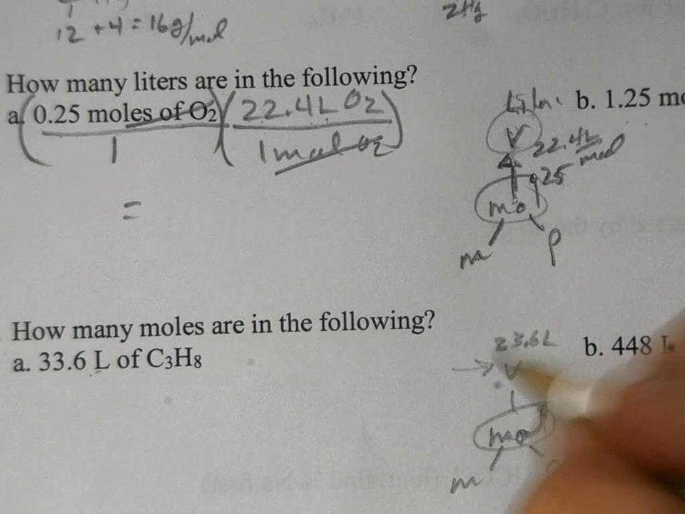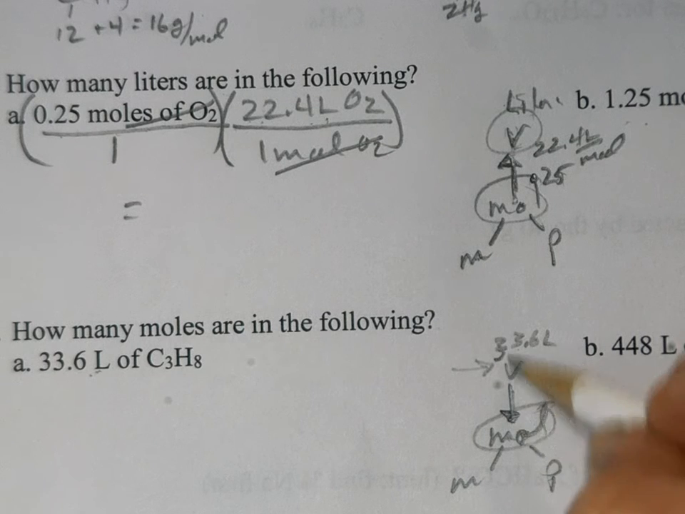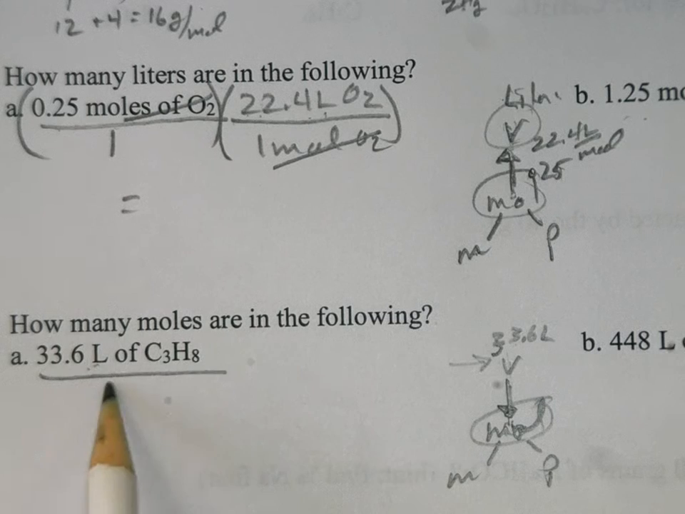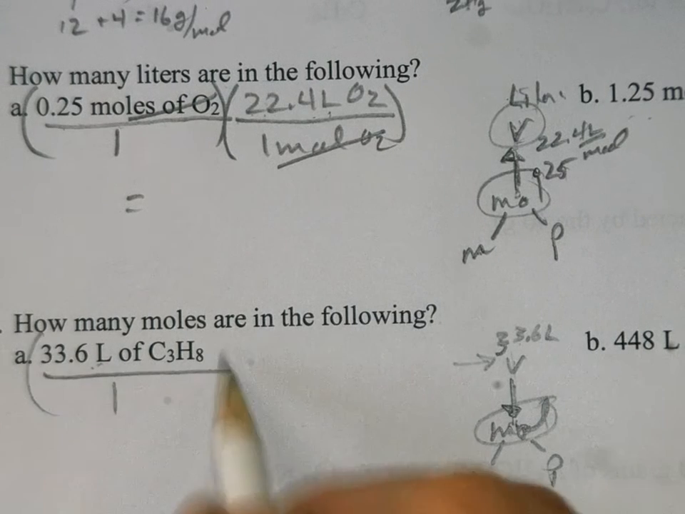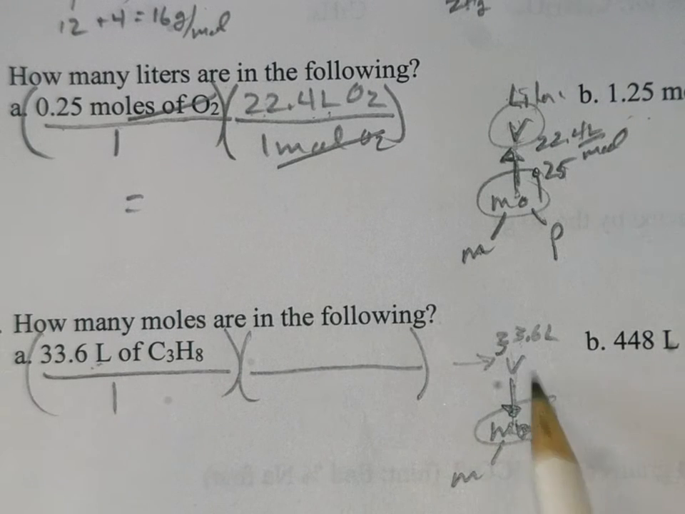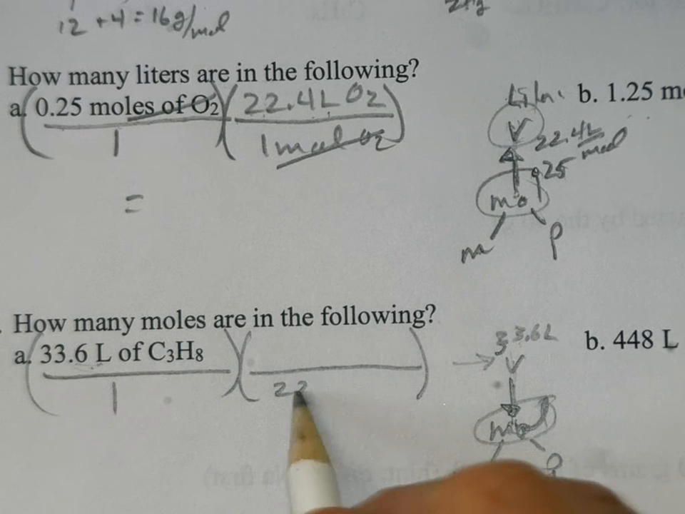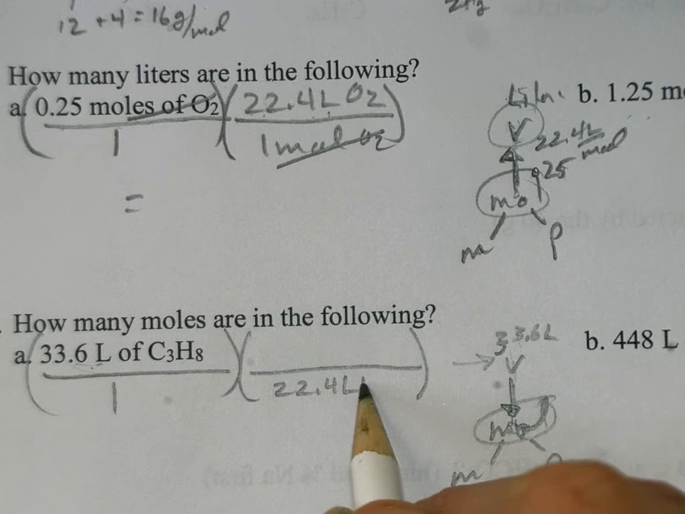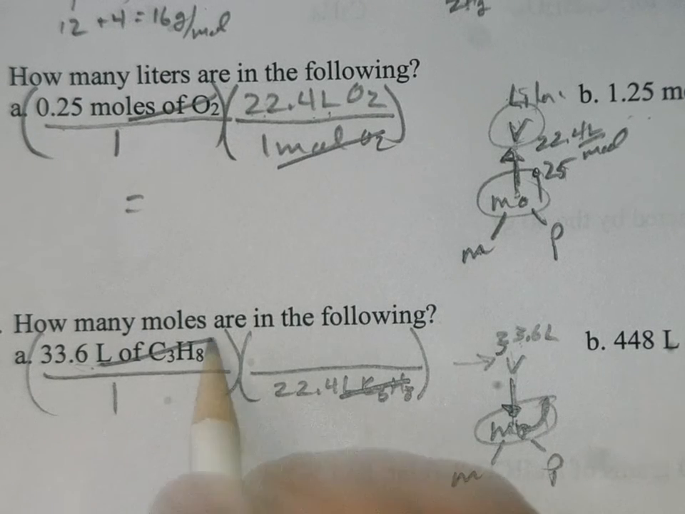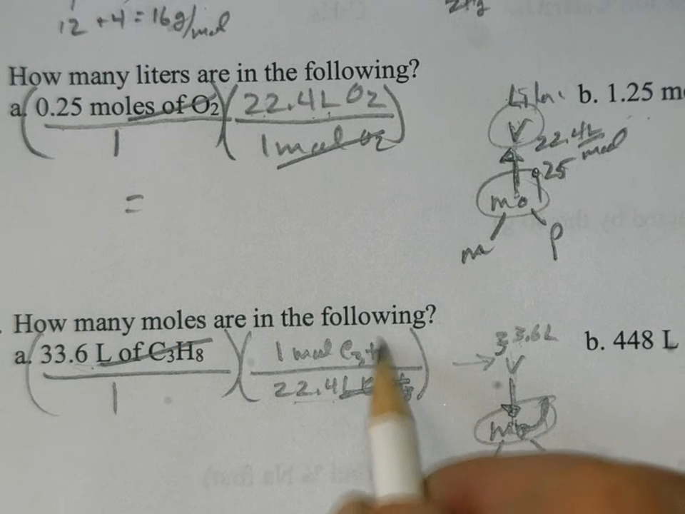Since we're starting up here with 33.6 liters, and we're going to the mole, you have to divide. Anytime you're calculating to the mole, to the middle, I'm just going to be kind of lazy here and make that the given. Okay, and now we're going to divide. If you're not sure whether to multiply or divide, look, you've got liters up here in the numerator, so your 22.4 liters of C3H8, liters of that cancels there. That's your check that you set it up right, and that is going to be 1 mole of C3H8.